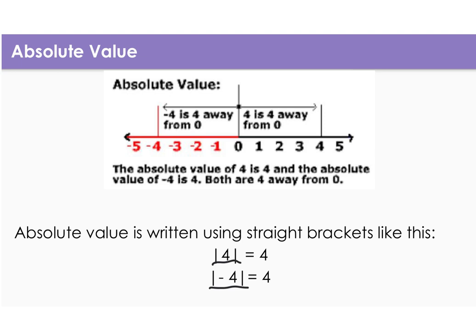Those brackets indicate that you want to write the distance from 0. So for instance, the absolute value of 4 is 4 away from 0, so it is 4. As well as the absolute value of negative 4 is 4 away from 0, so that is also 4.